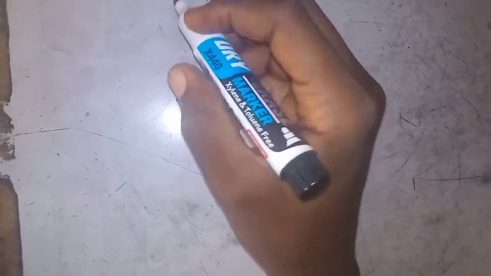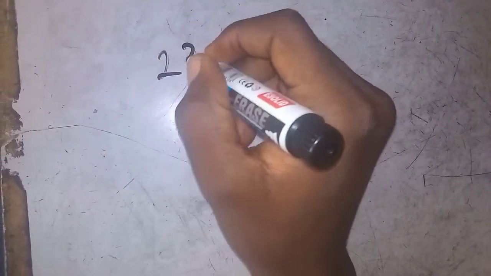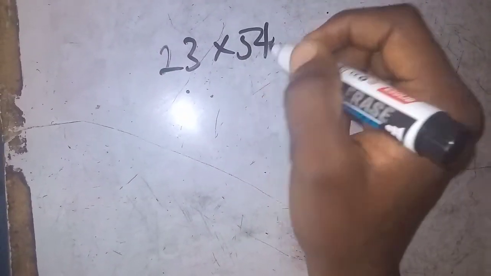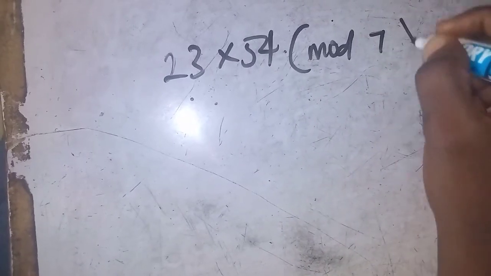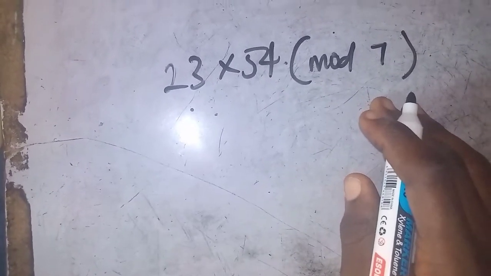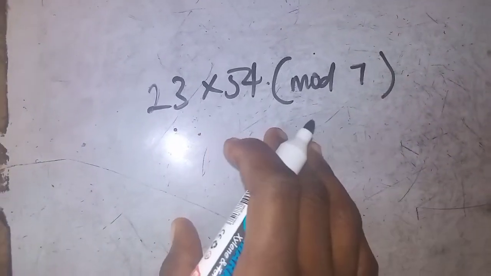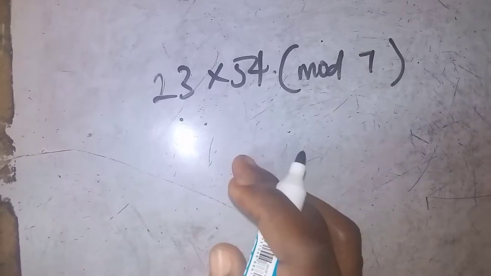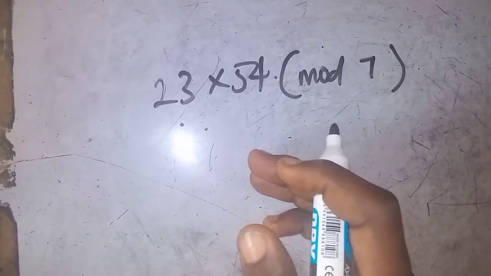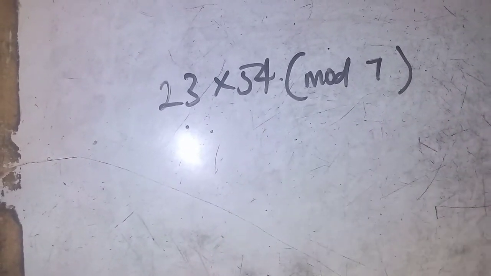Now, question number 5 said, evaluate 23 times 54, open bracket, mod 7. Now, I'm not really good at this mod topic in mathematics, so please, anyone that has the answer should drop it in the comment section so that all of us can benefit from your knowledge.